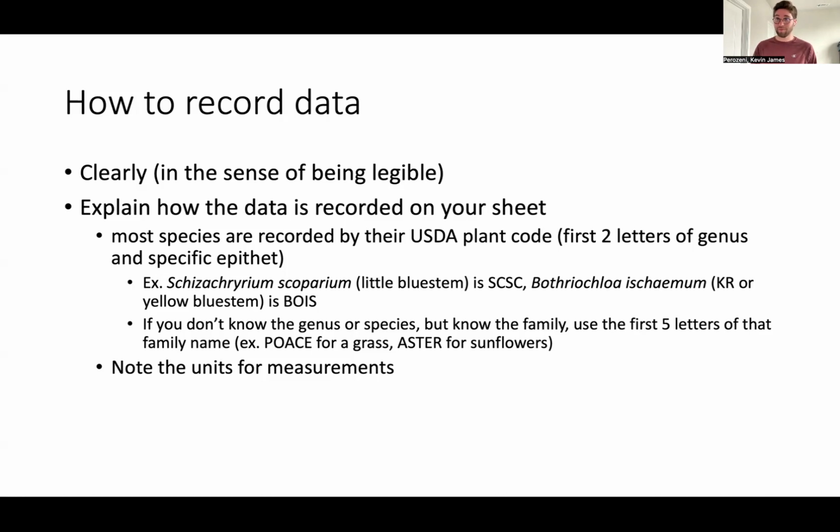Note those units for measurement when you're creating and writing down data. How long did you actually take that transect? Are you looking at meters? Yards? Inches? Make sure to note those measurements, because that makes a huge difference on the back half with analysis and with people trying to repeat your data.